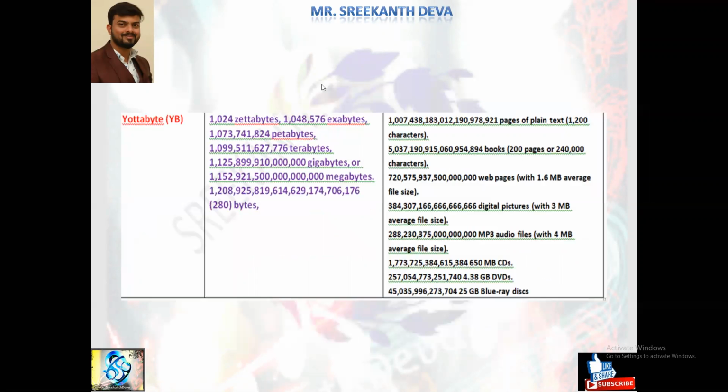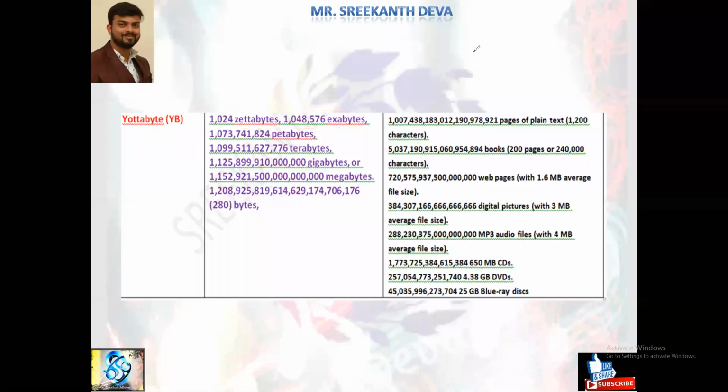Coming to 1024 zettabytes, it represents 1 yottabyte. Here I gave the data storage units up to yottabyte. This is the highest size at present. Observe, 1024 zettabytes represents 1 yottabyte. It is a very huge volume of data. This many bytes, megabytes, gigabytes, terabytes, petabytes, exabytes of value we can store. So this is the large volume of data represented by a yottabyte.